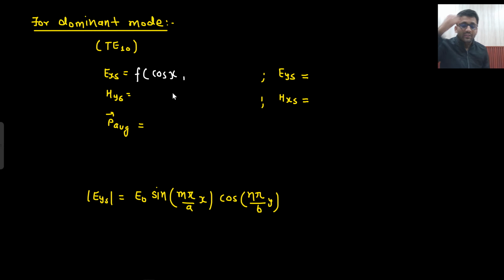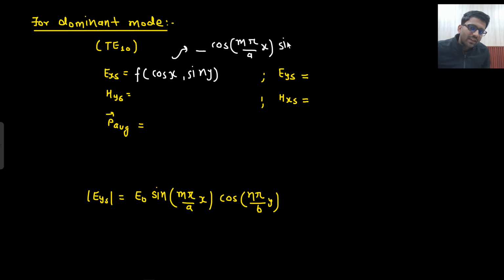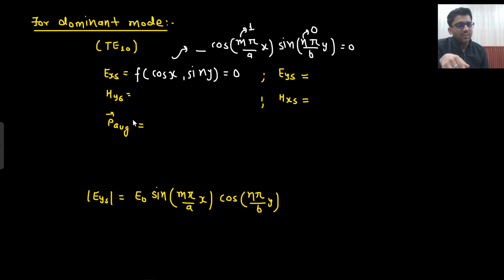If this is a function of cos x sin y, then I can write the function with some magnitude which I don't care about, cos m pi by a into x and sin n pi by b into y. In place of m you put 1, in place of n you put 0. Sin 0 is what? 0. So whatever else is there, I don't care. Cos pi by a into x will be there, but in dominant mode n is equal to 0. So sin 0 will be 0 only, and this complete expression will go to 0. So EXS is 0.